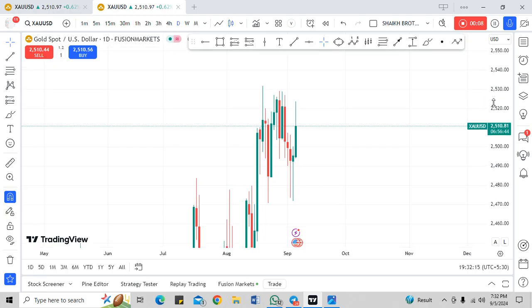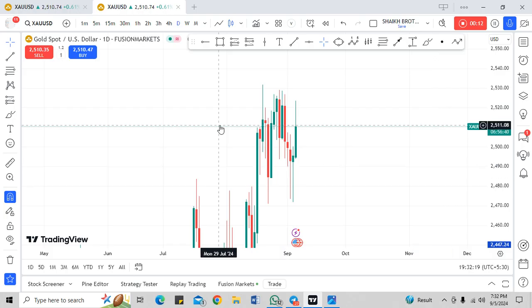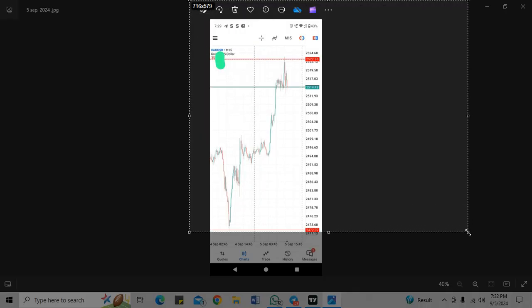So today I am going to tell you how to catch sniper entry. First of all, I would like to show my today's trade. See, this is my today's entry. Price is 2522.86, sniper entry. So let's go for explain this.